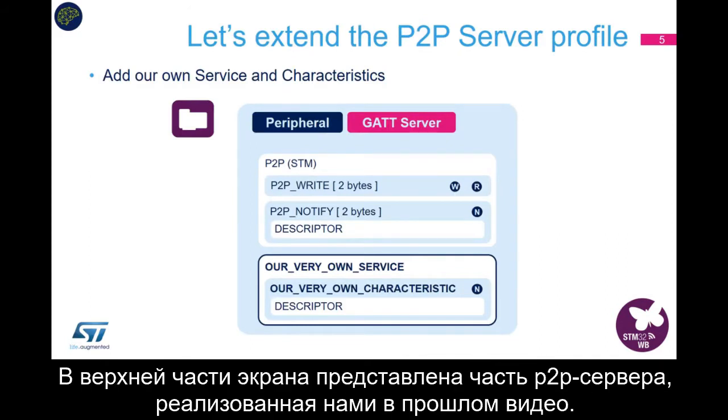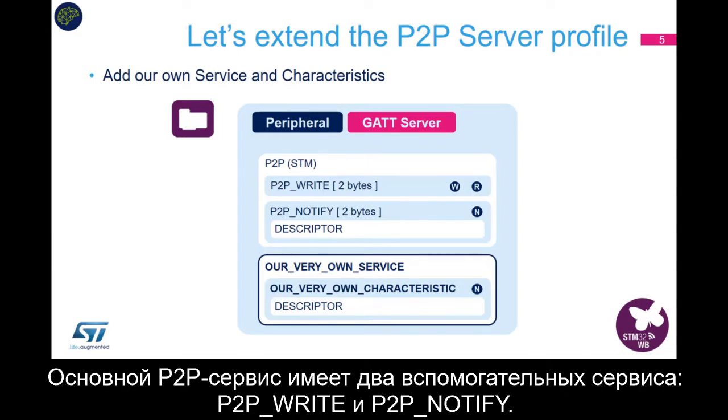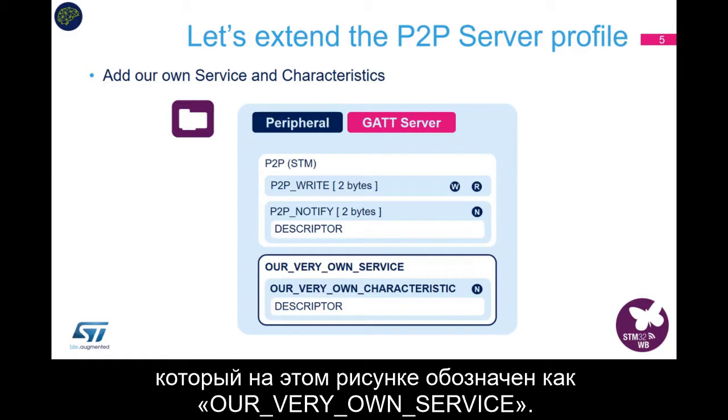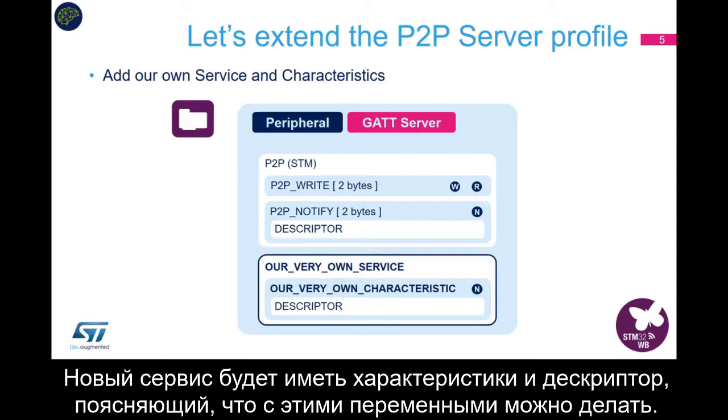So the top half of the screen is showing what we had. We had our P2P primary service with our two secondary services underneath, P2P write and P2P notify. Now we're going to add a new service, what's labeled there as our very own service. Our service will have characteristics and it will have some sort of descriptor to explain what we're doing with those variables and what we're allowed to do with those variables that are part of our brand new service.